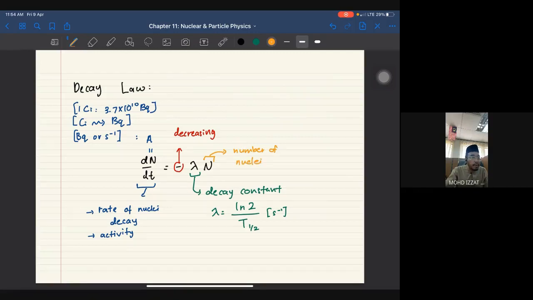Okay, please remember that the number of nuclei is actually equal to the number of atoms. So if you have 5 nuclei, basically you have 5 atoms. 1 atom, 1 nucleus. So sometimes students don't realize that a nucleus is actually just an atom. Okay. So far, any questions?